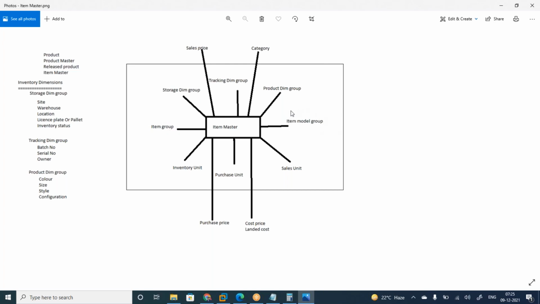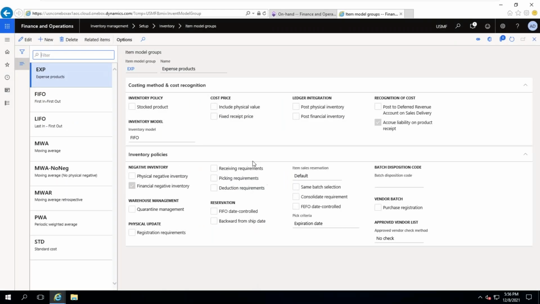At that time I had not explained it. I told you I had simply postponed it and would discuss it later. If you want, you can go to my video recording session. It is inventory valuation; I explained only inventory valuation. I have not explained item model group. Now we are discussing it. Okay, let me go back.